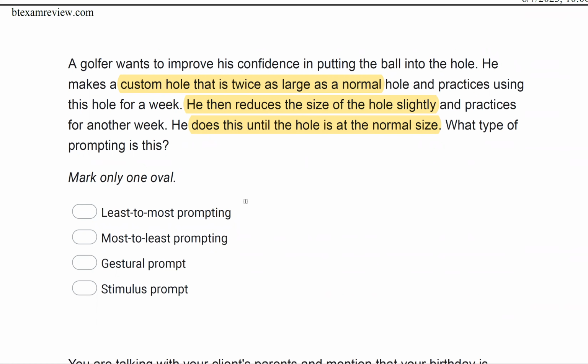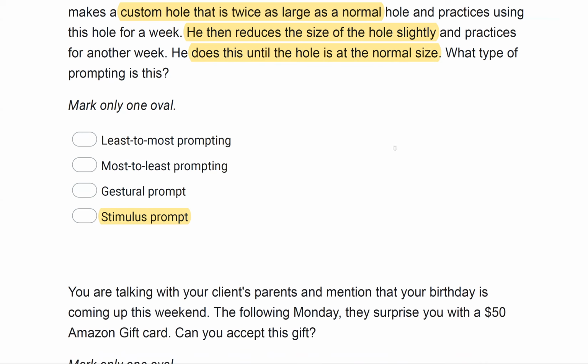reducing the size smaller and smaller. So he's changing the stimulus directly, right? But he's not going up and down the hierarchy of prompts. So he's not least to most or most to least. He's also not using a gestural prompt. He's not gesturing at himself. What he's doing, he's acting directly on the stimulus, the size of this hole. So he's using a stimulus prompt. He's reducing the size until he gets to the normal size. And hopefully the normal size cup acts as the SD for putting the ball into the hole, or making the right stroke to get the ball into the hole.